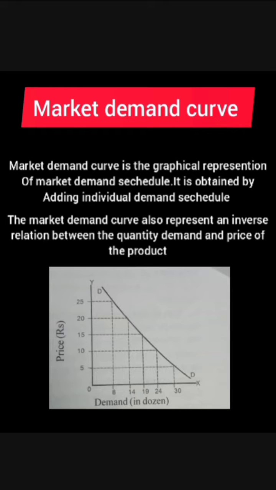Next is market demand curve. Market demand curve is the graphical representation of market demand schedule. It is obtained by adding individual demand schedules. The market demand curve also represents an inverse relation between the quantity demanded and the price of the product. This graph is based on the market demand schedule. It means the quantities of a commodity demanded at different prices at a particular time in a particular market.